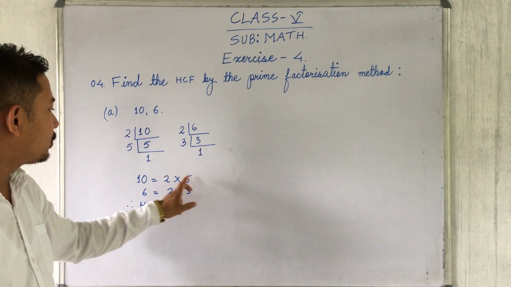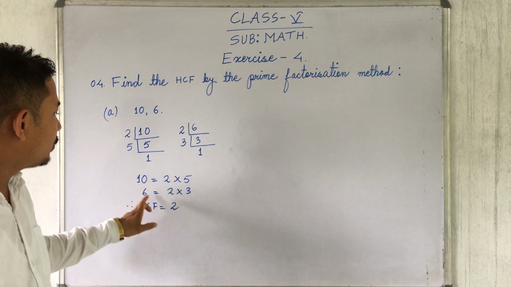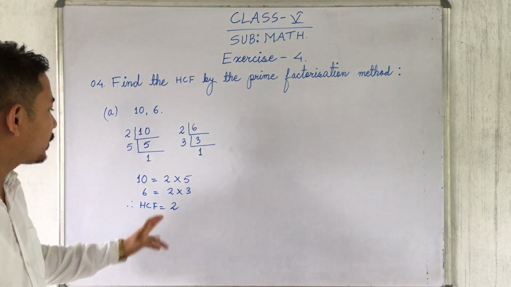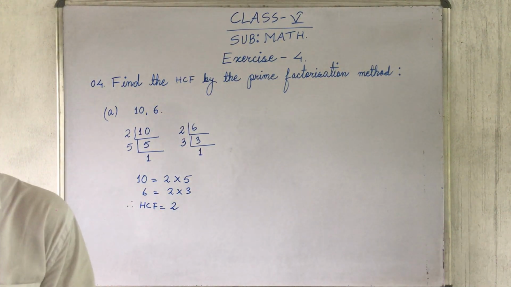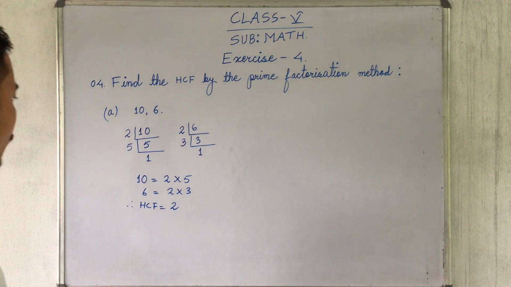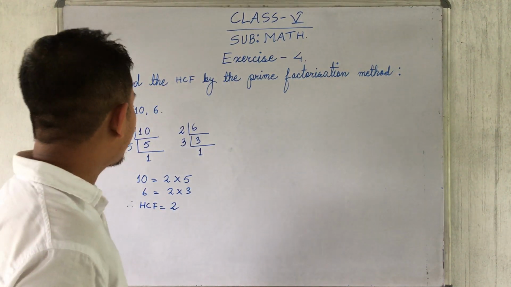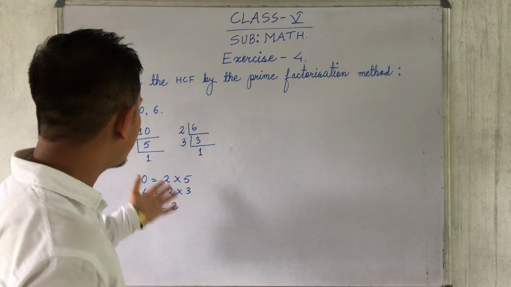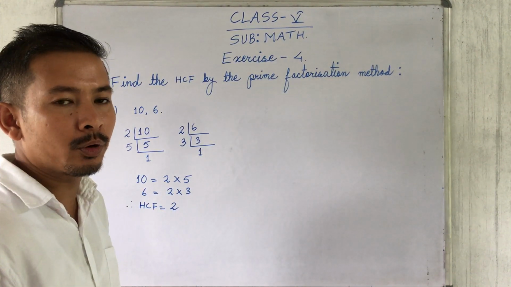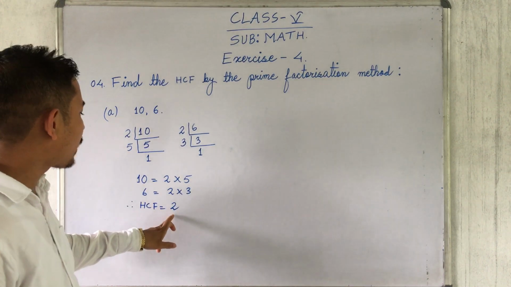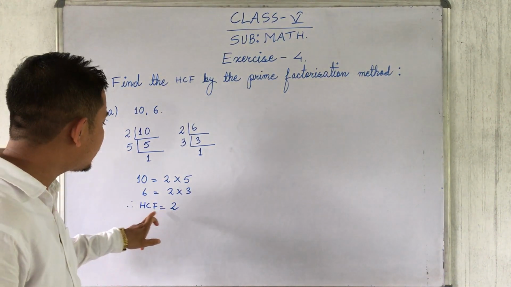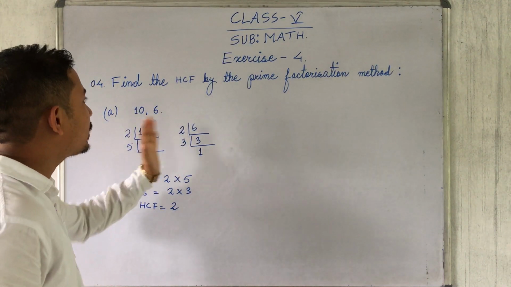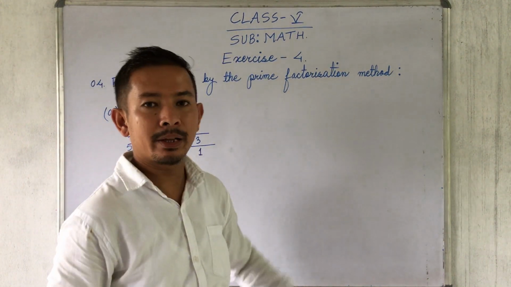There is 5, which is a factor of 10, but look here, if we see the factors of 6, is there 5? No, because 5 is not a factor of 6. Understood? So we cannot write 5 and 3 as common factors, because on both sides there is 2 only, which is the factor of both the numbers. So this way we have to write 2 as a common factor here, and this is the HCF of this problem using this method, which is called the prime factorization method.